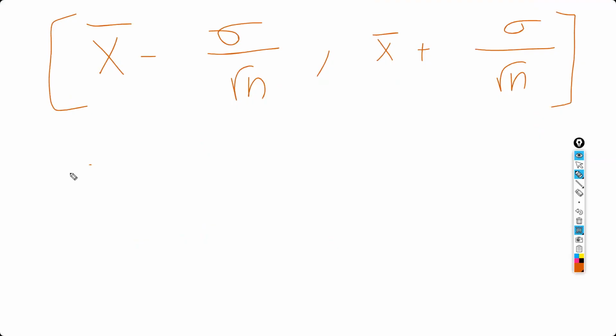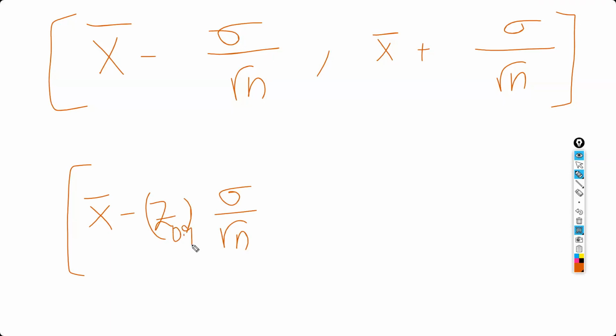Now, for the confidence interval, what we are going to do is, x bar minus, instead of considering sigma by root n, we are going to consider the z value. I'm going to multiply with the z value. What z value? With what probability do you want? 90% probability means for 90%, what is the z value?